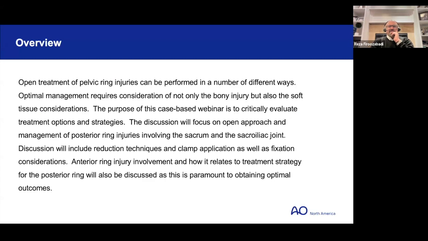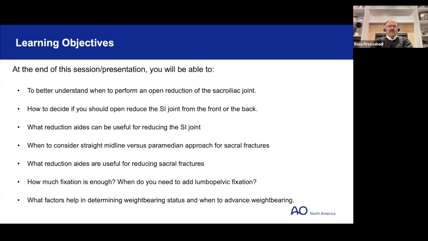A lot of times the decisions we make in regards to the posterior ring relate to what the anterior ring injury looks like. So we're going to discuss that a little bit through the case-based discussions, and that's how the night will be planned. There are a number of learning objectives, which you've all seen from the pre-meeting notes.